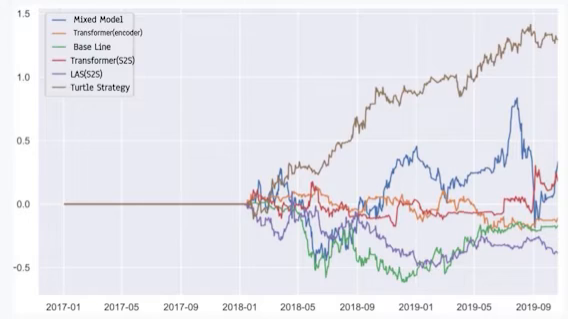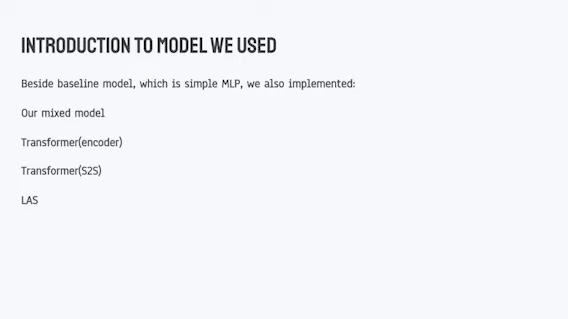Here's the result of our model. We built a simple trading strategy based on the prediction of our model. As we can see here, out of all the deep learning-based models, the returns of our model are the highest, but it still did not beat the turtle strategy, which is a traditional and popular trading strategy. Besides the mixed model, we also tried the encoder of the transformer, the transformer sequence to sequence, and the last model we implemented in our homework, and our baseline model.